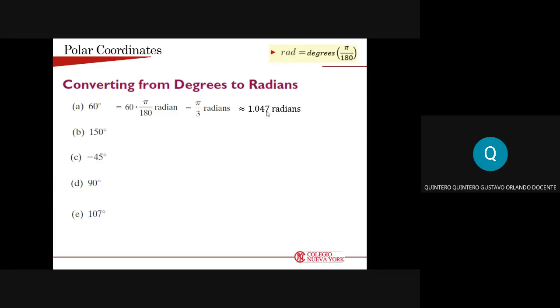The next number was a 7, so this one becomes a 5. Beautiful, 1.047 radians. Remember, the unit of radians is the word rad. So instead of writing radians, I could have just written rad, and it will be okay, right?